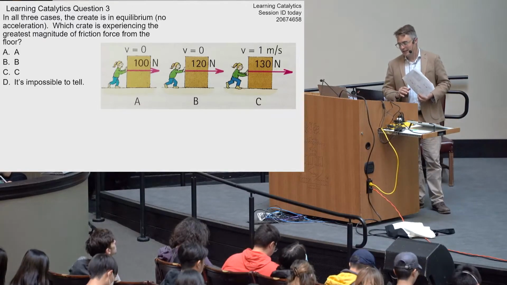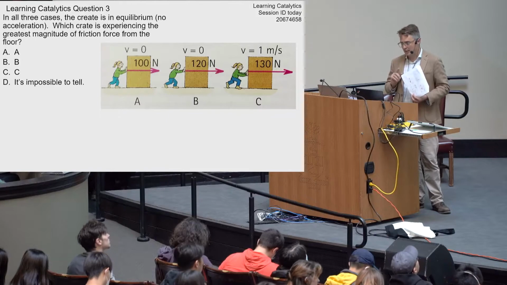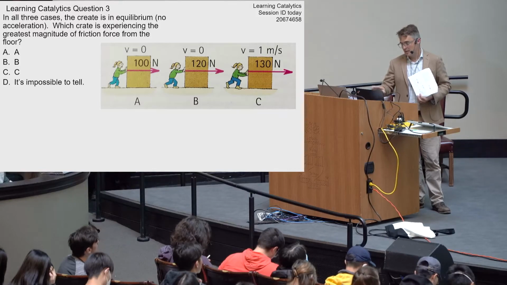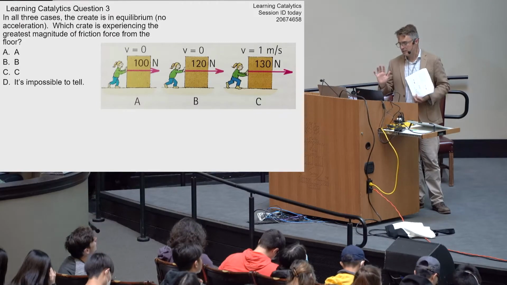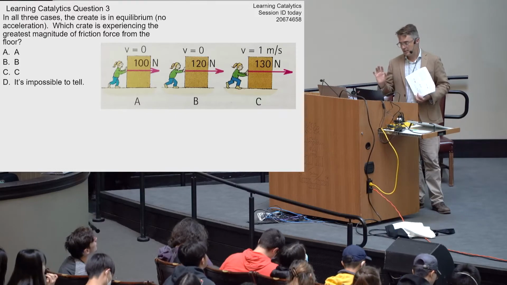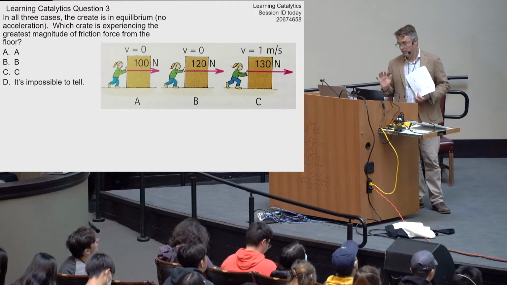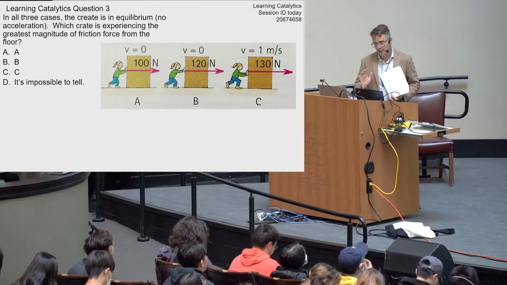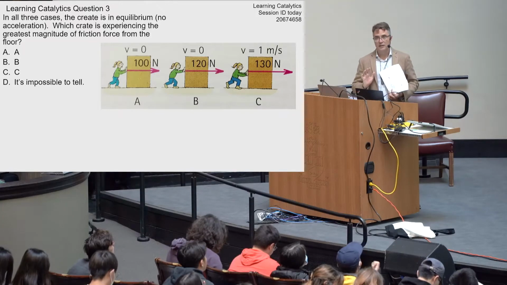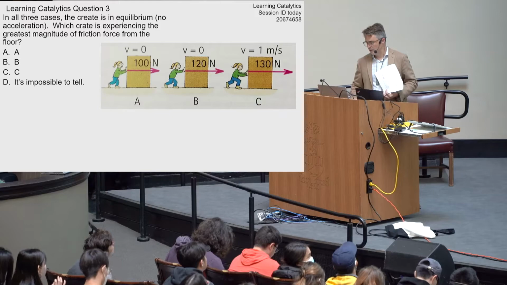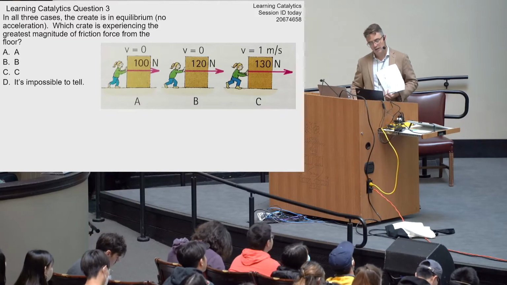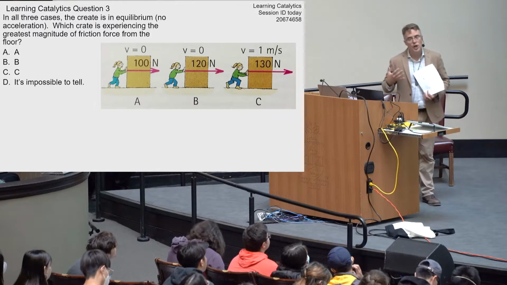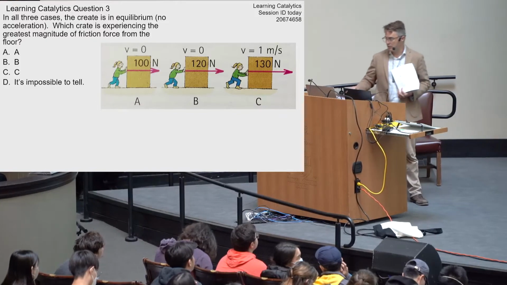In all three cases, the crate is in equilibrium, meaning no acceleration. They're going constant velocity. So either A, the crate is at rest, and she is pushing it with 100 newtons to the right. B, the crate is at rest, and she is pushing it 120 newtons to the right. And C is that the crate is moving along at 1 meter per second, and she is pushing it with 130 newtons. Which crate of these three situations is experiencing the greatest magnitude of friction from the floor on the box?